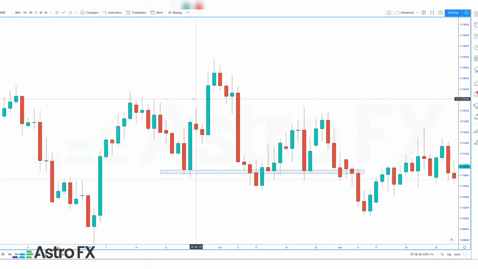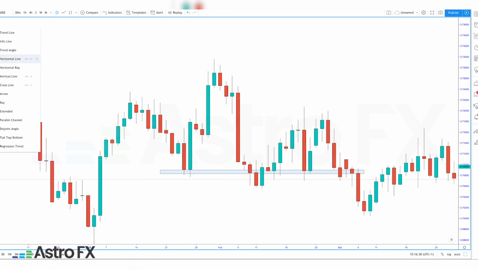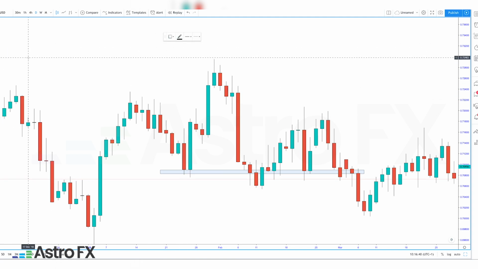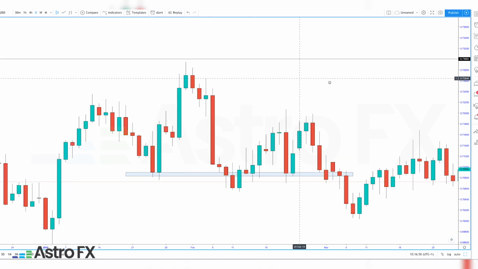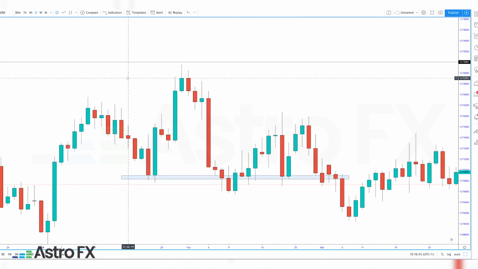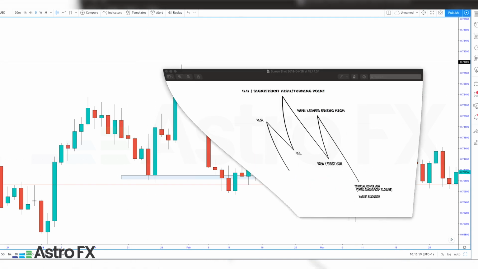With the 3-pin formation, let's say we have 7,300 as one key area, key zone. We come up into that region, we cannot break it, we cannot breach it. 3-pin formation on the daily is formed. 1, 2, 3. Let's pull this back up.